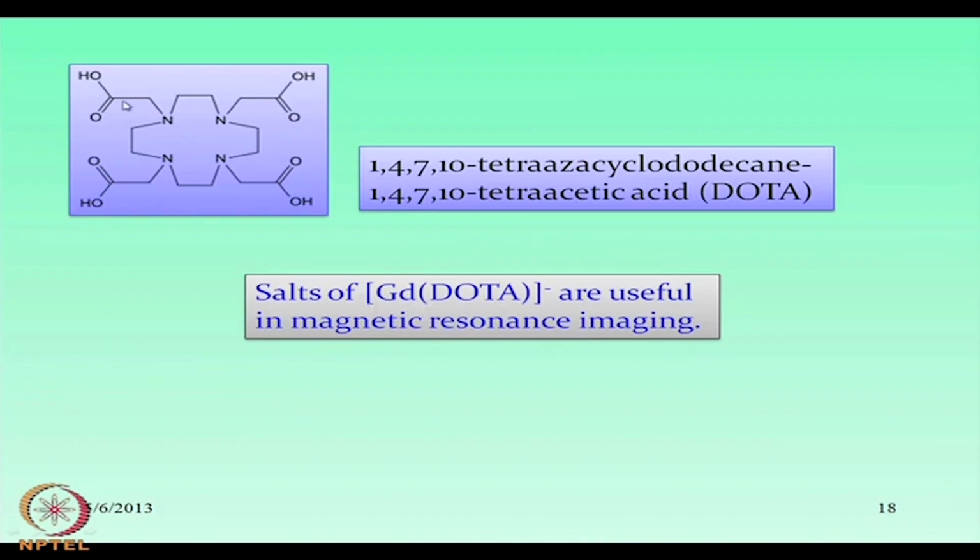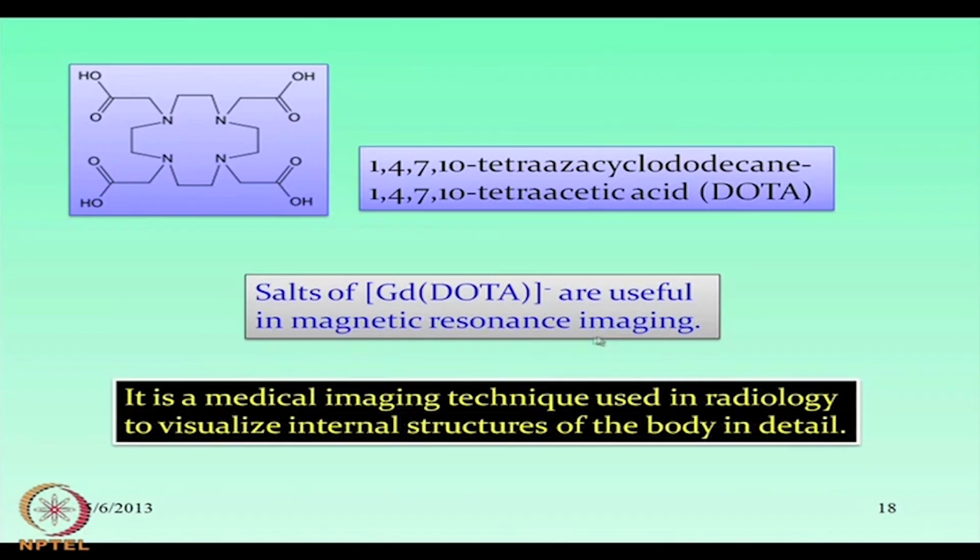So, we have 4 negative charges after deprotonation of the OH of the carboxy groups, and gadolinium in +3 oxidation state can bind to this DOTA ligand, and one charge will remain. It is a very useful molecule from the medical point of view. It is a very useful reagent for MRI scanning, which is known as magnetic resonance imaging. So, an MRI scan can be done with the use of this particular metal complex of gadolinium.